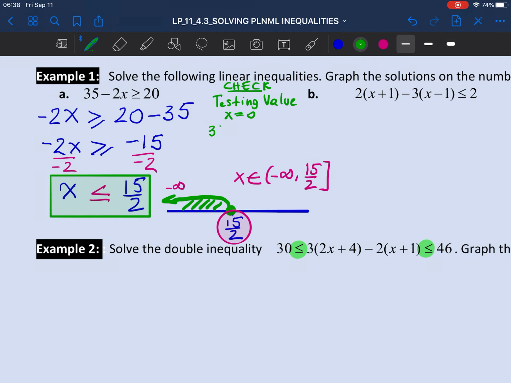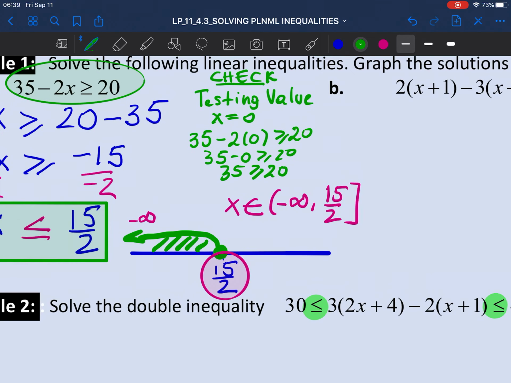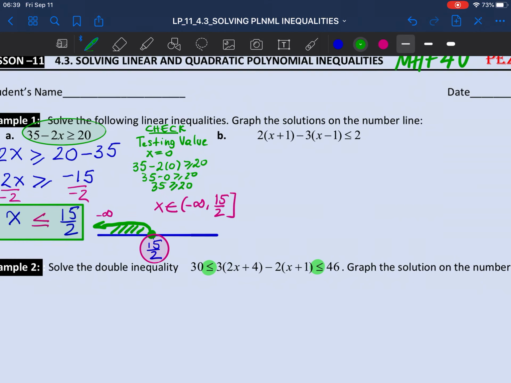So what this means is that if we substitute x by 0 in the original inequality right here, then we'll have 35 minus 2 times 0 bigger than or equal to 20. So 35 minus 0 bigger than or equal to 20. So 35 is bigger than or equal to 20. And as you see, that is true. 35 is bigger than or equal to 20. And we're going to say that works, okay? Now, all the numbers that are in this interval will do the same thing to the inequality. Let's move on to the next example.